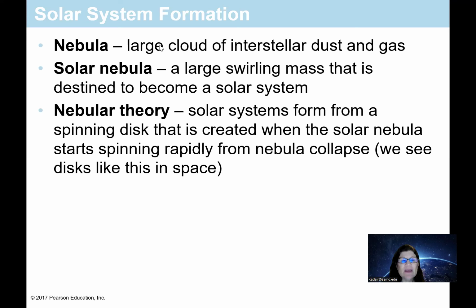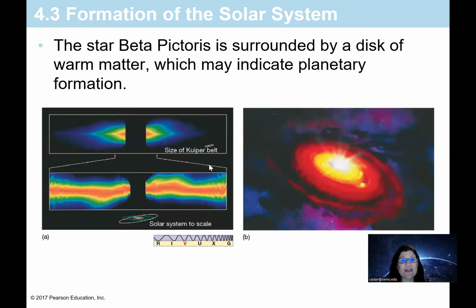So a nebula is a large cloud of interstellar dust and gas. A solar nebula is a large swirling mass that is destined to become a solar system. And then the nebular theory, which we're going to talk about: solar systems form from a spinning disk that is created when the solar nebula starts spinning rapidly from the nebula collapse. And we've actually seen disks like this in space.